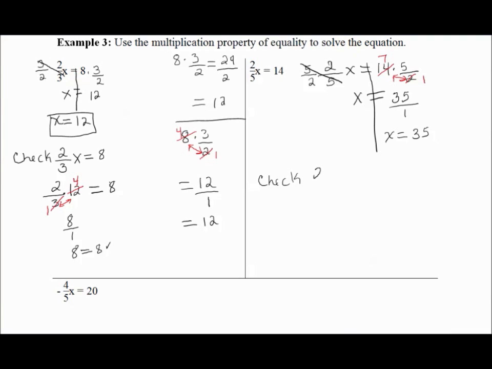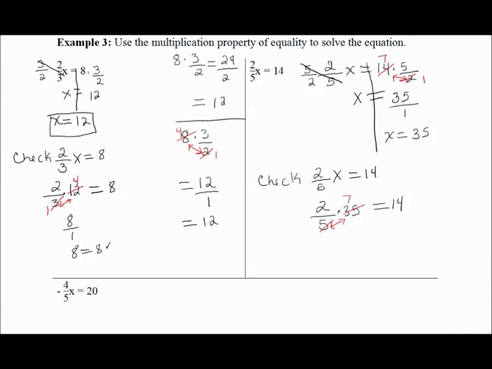The original equation was 2/5 x equals 14. I'll replace that x with a 35, and that should give me 14. Once again, I'll reduce before I start. Can I simplify 35 and 5? Yes, because 5 will go into 35 7 times. 5 will go into 5 one time.